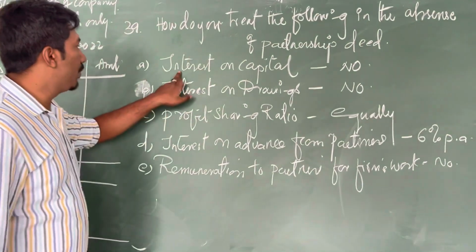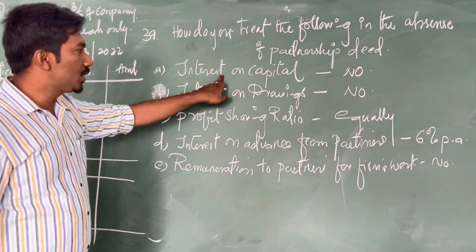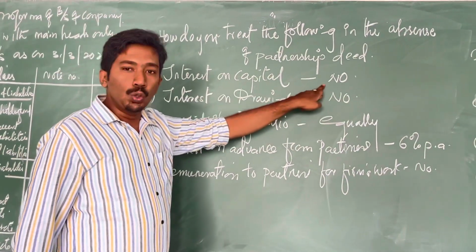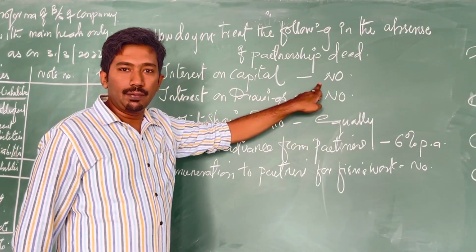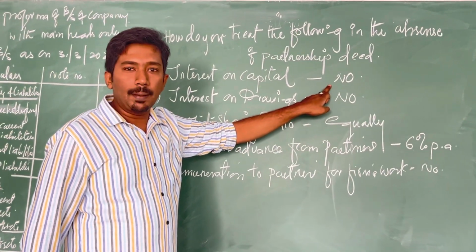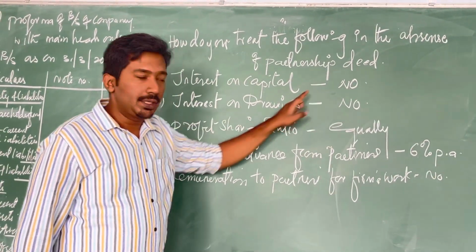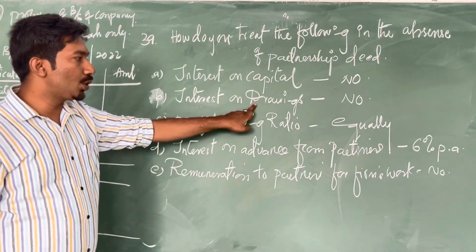So here they have given the first one, which is interest on capital. No interest on capital will be given if there is an absence of partnership deed. The next we have is interest on drawings.